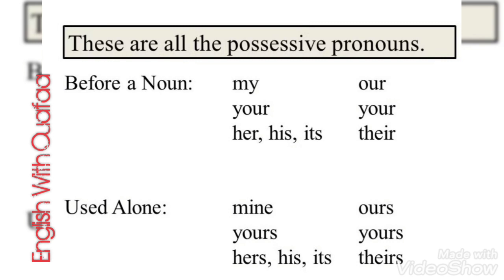Okay? So we compare them: the ones used before a noun and the ones used alone. When you use my, your, his, her, its, our, your, and their, we need a noun. But when we use mine, yours, hers, his, its, ours, yours, and theirs, we don't need a noun. They can stand on themselves, okay?